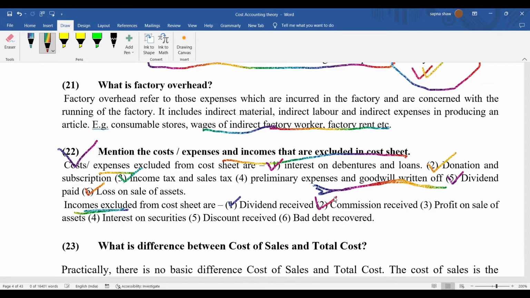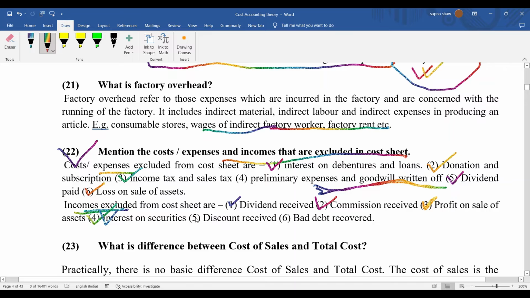The same way, if we have received any commission, or if we have sold any asset, such as machinery or a spare part, and we got some amount, we will not include it. And any securities, suppose we gave a loan or bought some securities, we will definitely get interest on it, and we will not include it. All these are our income. If we start including it, then the actual price because of which we are preparing the cost sheet, the objective of it will not be fulfilled.